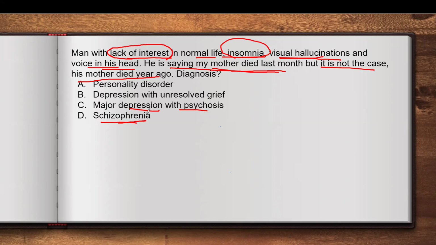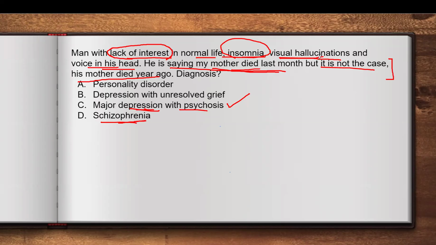But if it is a delusion related to depression, like over here in major depression with psychosis, usually the delusions are related to an important factor in his life. So over here you can see that his delusion is related to the mother's death. He thinks that his mother died last month, but actually she died a year ago. So this is a mood congruent delusion, and it goes more with major depression with psychosis rather than schizophrenia.